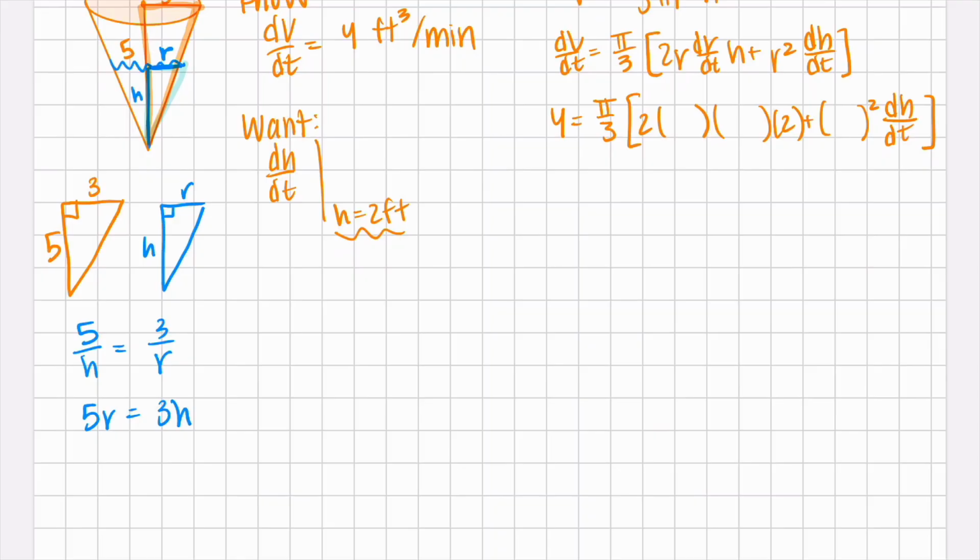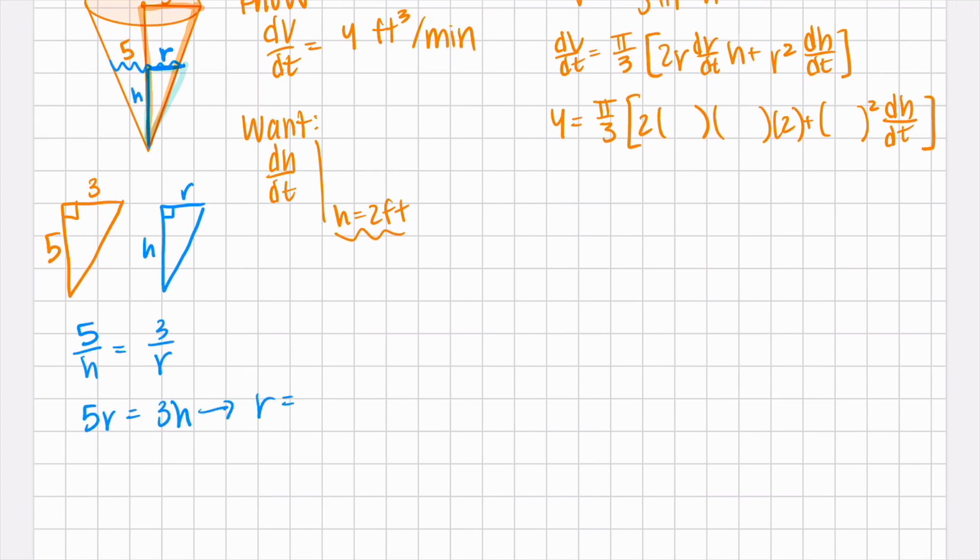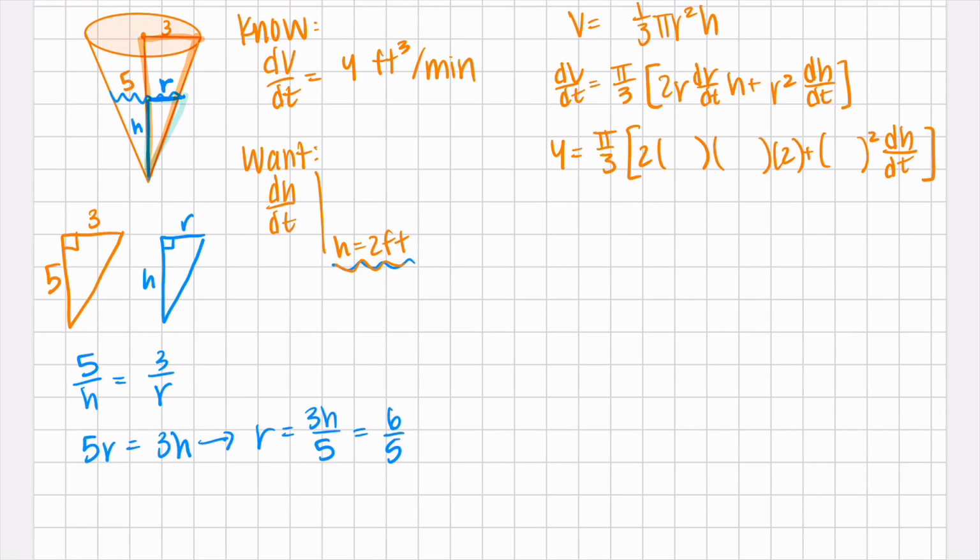And one of the things that we need is R. So I'm going to say R is 3H over 5. And I want R when H is 2. So this is going to be 6 over 5. So our R, I'm going to put it in our equation, is 6 over 5.